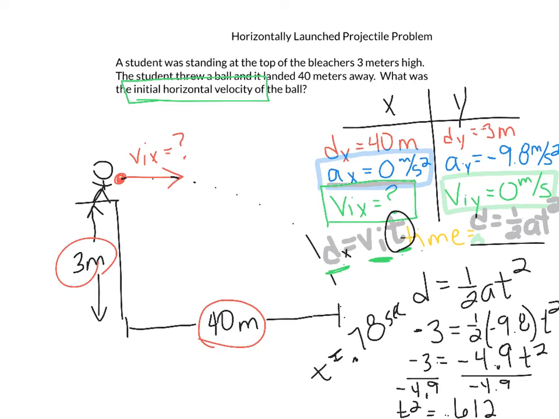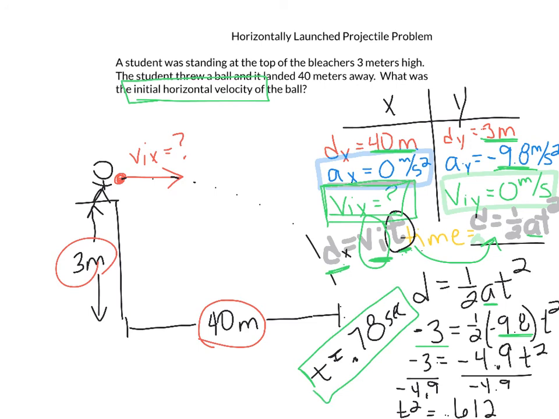So let me recap really quickly. When we started this, we were looking for VI in the x direction. In order to use this equation to solve for VI, I need d and I need t. I have d, it's 40 meters, but I don't have t. So that meant I have to hop over here and solve for t. So I plugged in -3 to my problem. I plugged in -9.8 for my acceleration, and I solved algebraically for time, and I got 0.78.